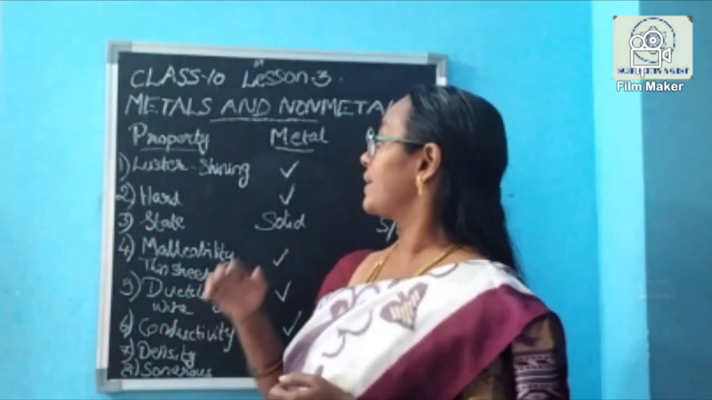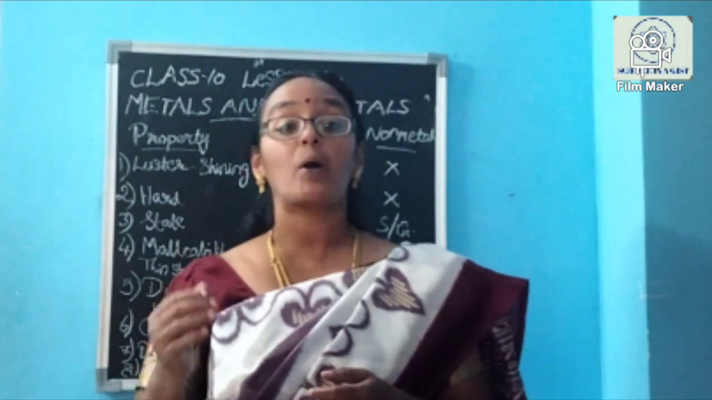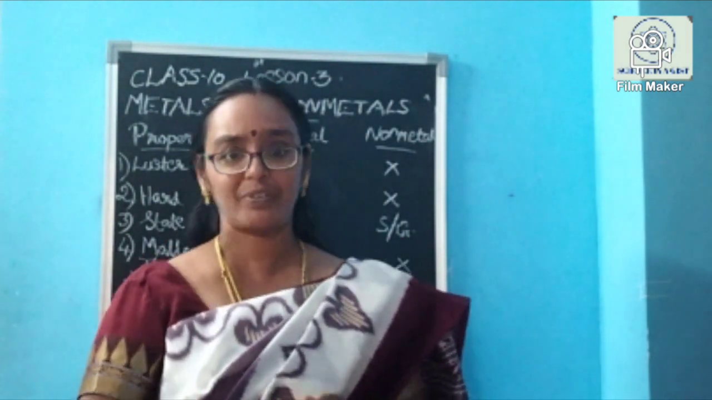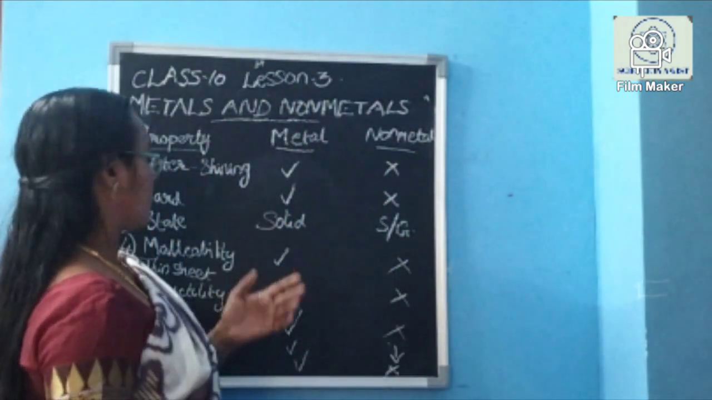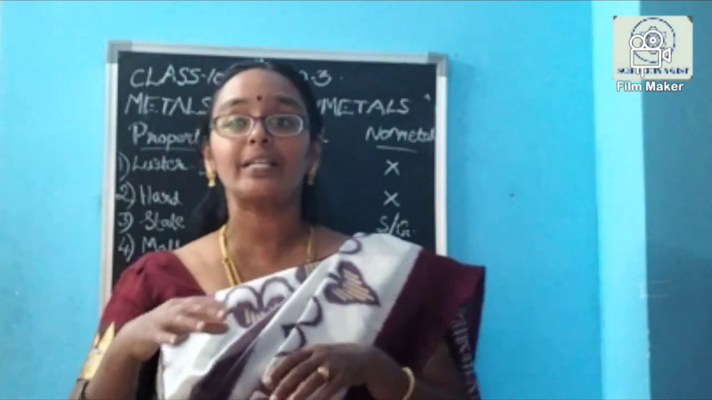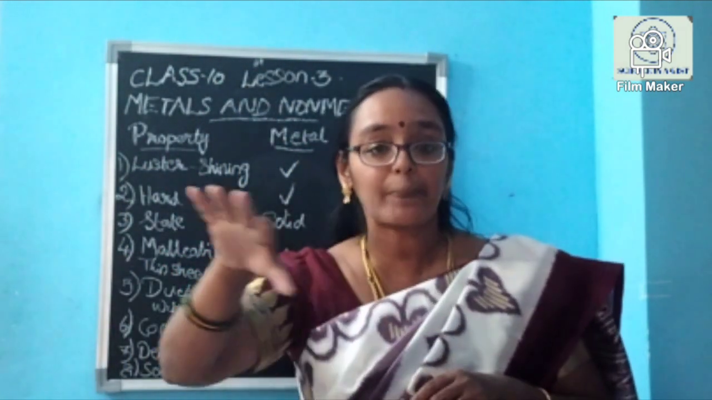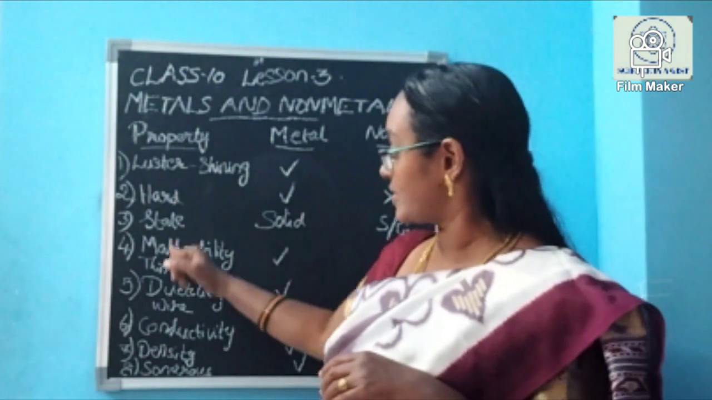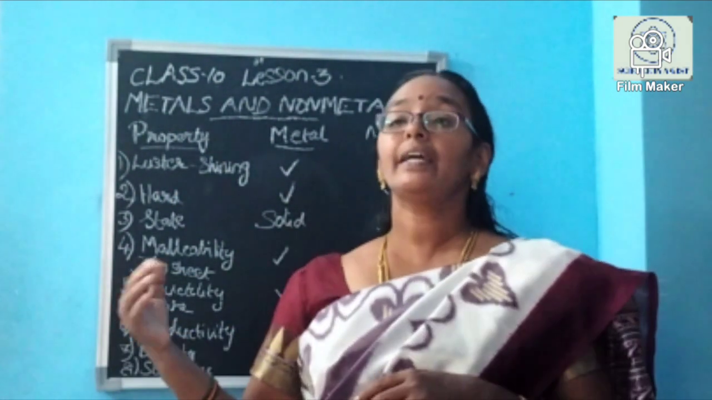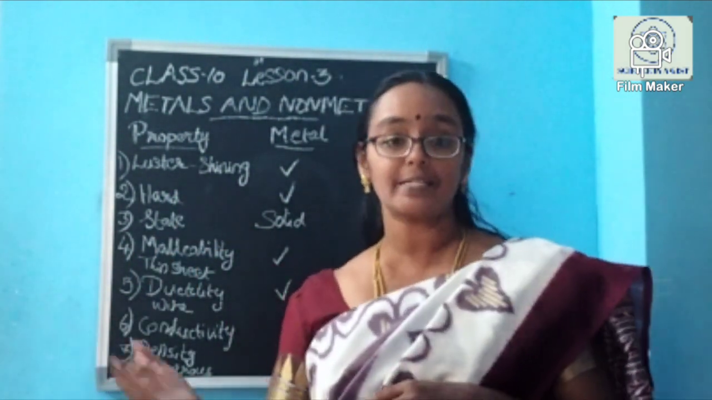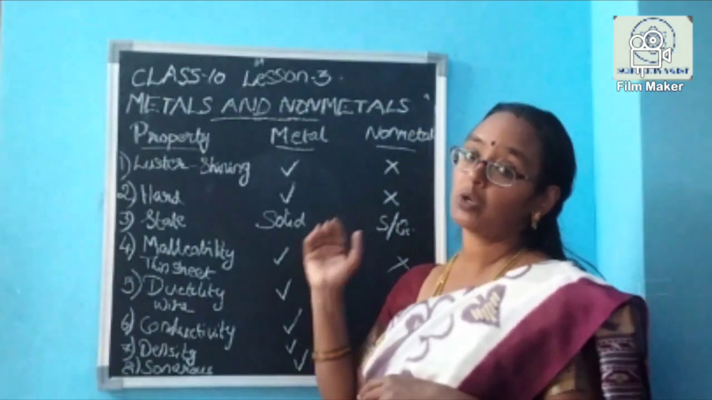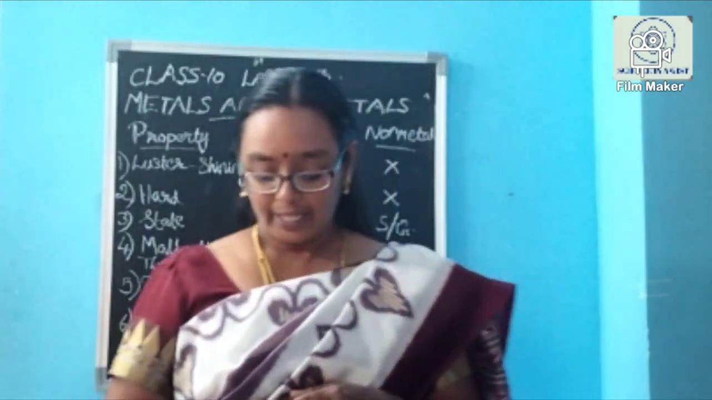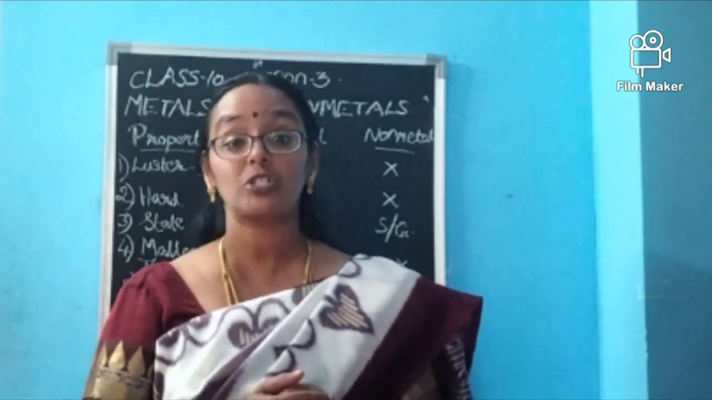First, we have to go through the physical properties of metals and non-metals. Physical properties means luster, hard nature, all these physical things. We are going through these physical properties, whether they apply to metals or to non-metals. Then we are going to see the chemical properties of the metals.